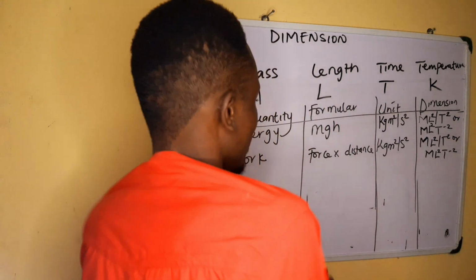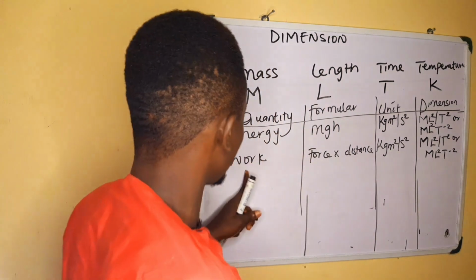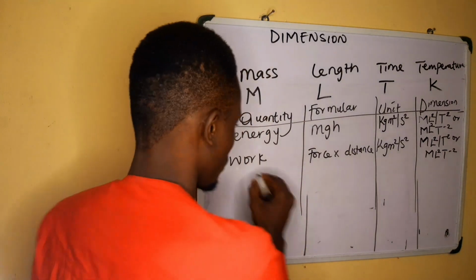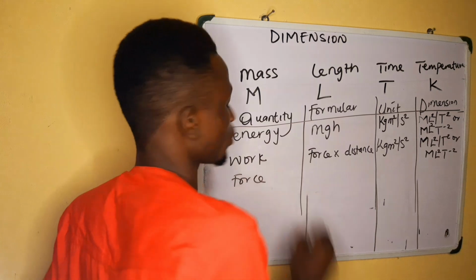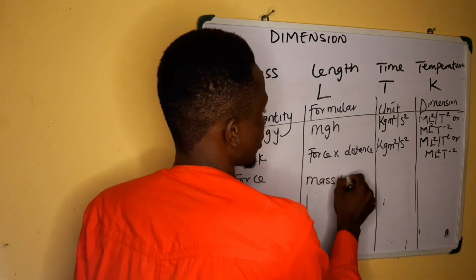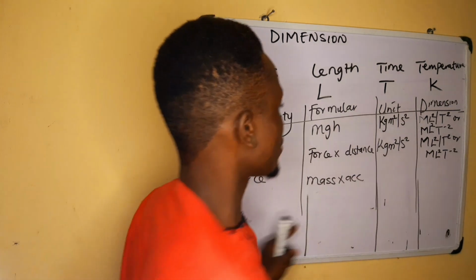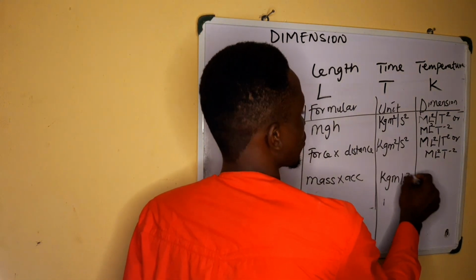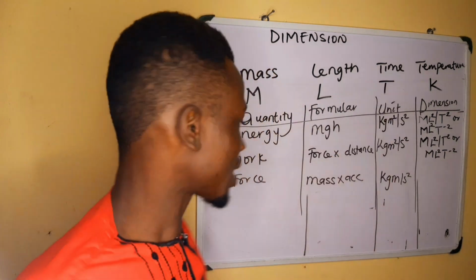Now, we've written the one for work. So the next one we're going to write now is force. Let us also consider force. What is force? Force is the product of what? Mass times what? Acceleration. So the unit is going to be kilogram meter per second square. Yeah, that is the basic SI unit of force.